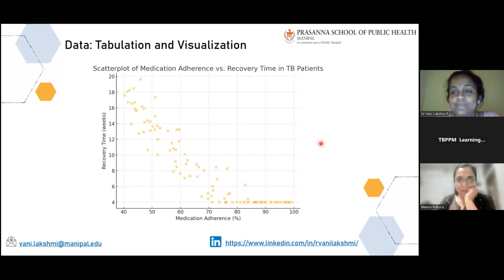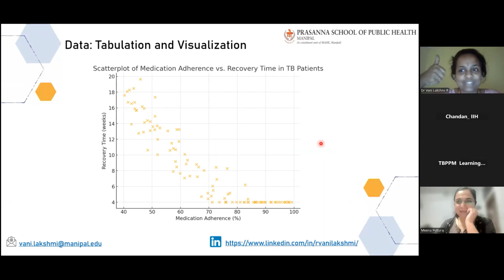It's a scatter plot. Perfect. Yes, thank you. It's a scatter plot visualizing or analyzing the data of adherence versus what the recovery time is. So here we can interpret, like, a recovery time of say 18 weeks is when only 40% of the medication is being adhered to. So this is the interpretation of this.